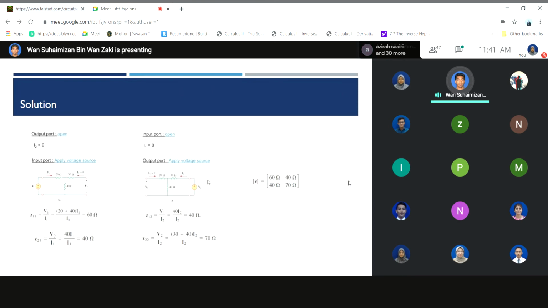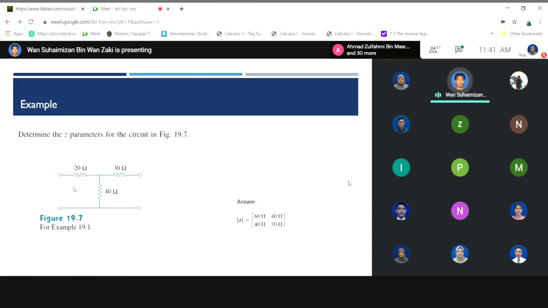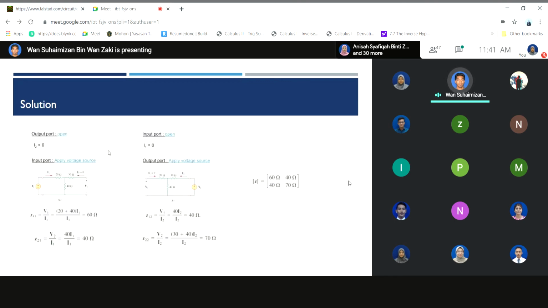So this is the solution for this circuit. We have 20 ohm, 30 ohm, 40 ohm to determine the Z parameter. So first, you need to set the output port to 0, I2 equals to 0. It means that here you open circuit at port number 2, then you apply voltage at port number 1, right? So the Z parameter Z11 equals to V1 over I1.